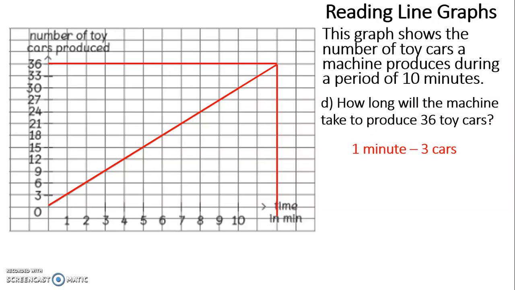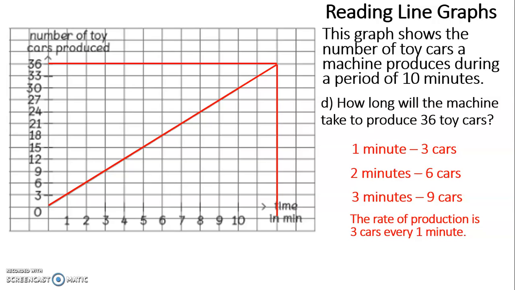We know that in 1 minute, 3 cars are produced. From the line graph, in 2 minutes, 6 cars are produced. And in 3 minutes, 9 cars are produced. So for every minute that passes, 3 cars are produced. So the rate of production is 3 cars per minute. That means that 36 cars divided by the 3 cars will give us how many minutes? 36 divided by 3 is 12. That means that it will take 12 minutes to produce those 36 cars.